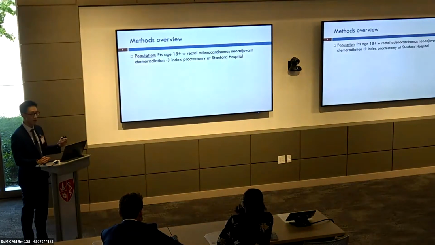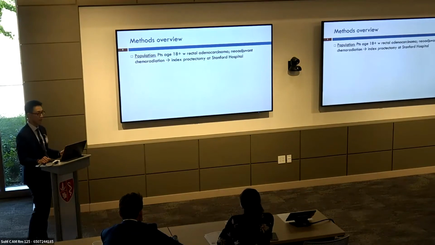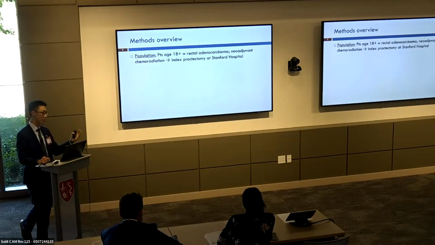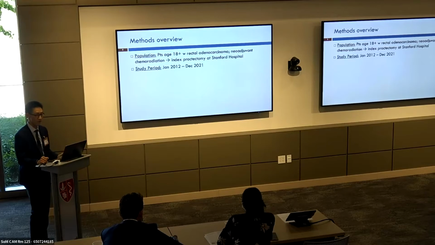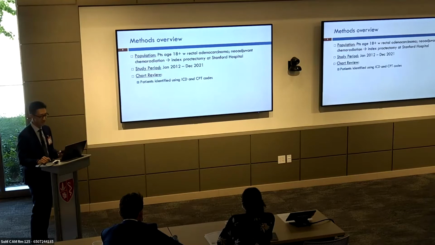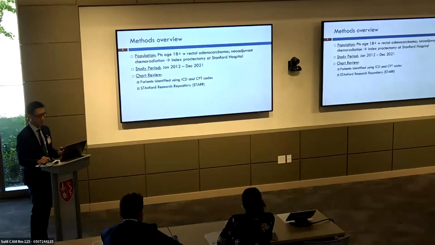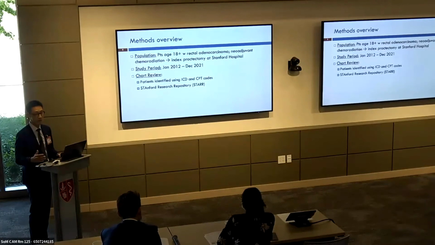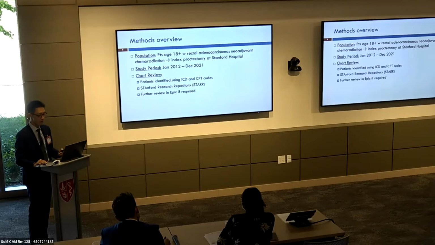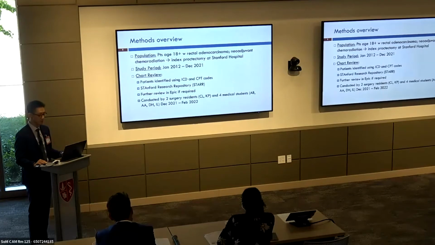So to answer this question, we identified all patients age 18 and older with rectal adenocarcinoma who first underwent neoadjuvant chemoradiation and then had an index proctectomy here at Stanford Hospital over the 10-year period from 2012 to 2021. We conducted a chart review identifying patients using ICD and CPT codes and identified those patients in the Stanford Research Repository, or STAR, which many people here will have used. We did conduct further chart review in EPIC if required for clarification, and our chart review was conducted by 2 general surgery residents and 4 medical students over a 3-month study period.